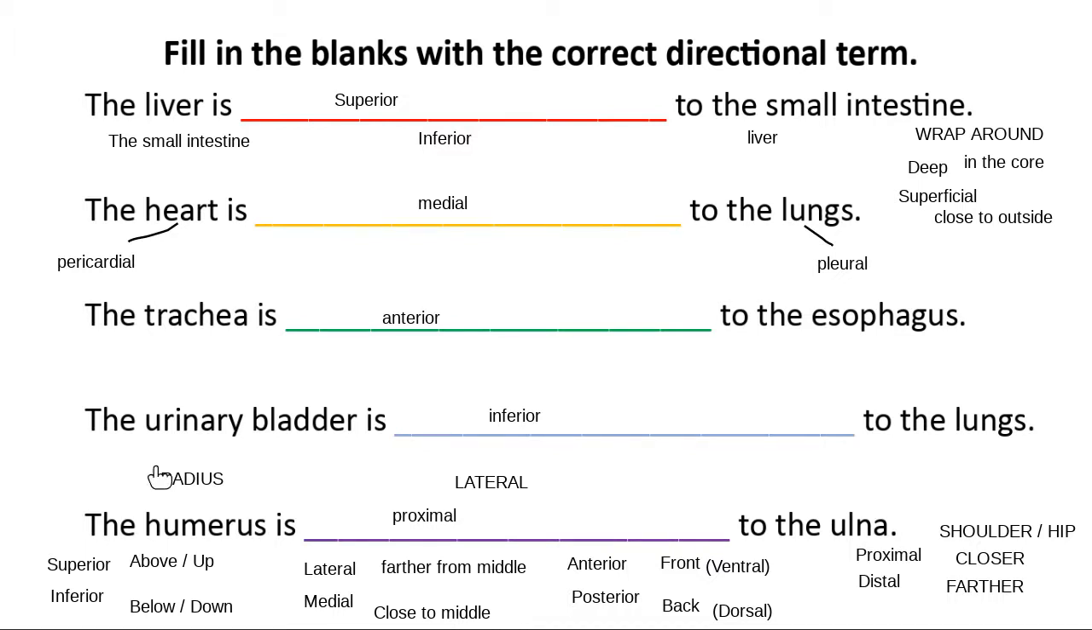So if I change this statement, instead of the humerus, now I'm comparing the ulna to the radius. The radius is lateral to the ulna. Or if we did it backwards, the ulna would be medial to the radius. So make sure we check the order that our things are in.